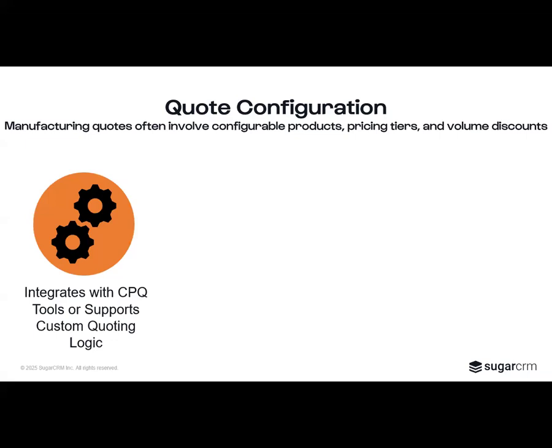So when you deal with a particular quote configuration, and this could be like manufacturing often involves configuring products, pricing, volume discounts, SugarCell integrates with a CPQ tool. And by the way, I'm going to give you a link here in just a second, to support custom quote logic to streamline this process.